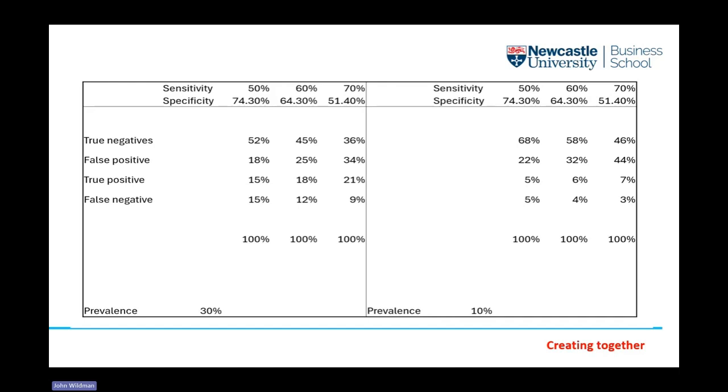Let's say we've got a condition that has a prevalence in the population of 30%. At the bottom there, you'll see it says prevalence 30%. What do those combinations of sensitivity and specificity mean for us? Well, let's take the middle one: sensitivity at 60% and specificity at 64.3%. Now, if prevalence is 30%, then in a population of 100 people, we would expect 30 people to have the condition. So we look at our true positive rate, and with sensitivity 60%, specificity 64.3%, our true positive rate is 18%.